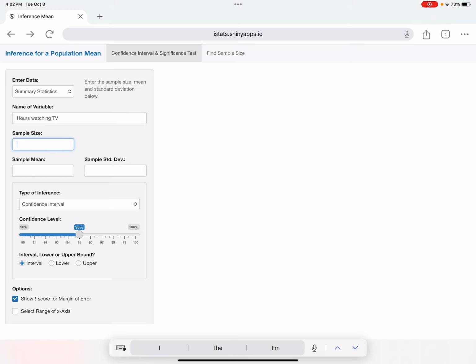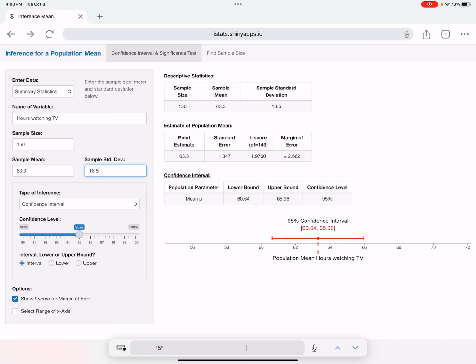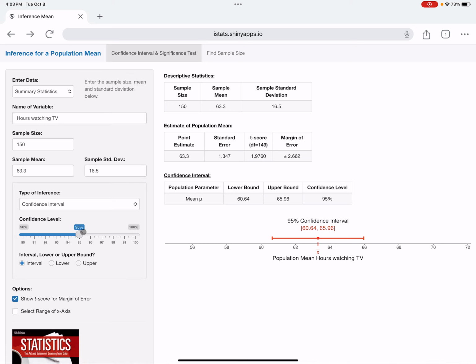So our sample size we said was 150. Sample mean was 63.3. Sample standard deviation was 16.5. And we want a 99% confidence interval. So I'm going to move this slider over to 99%. Okay, so the average time watching television is somewhere between 59.78 and 66.82.